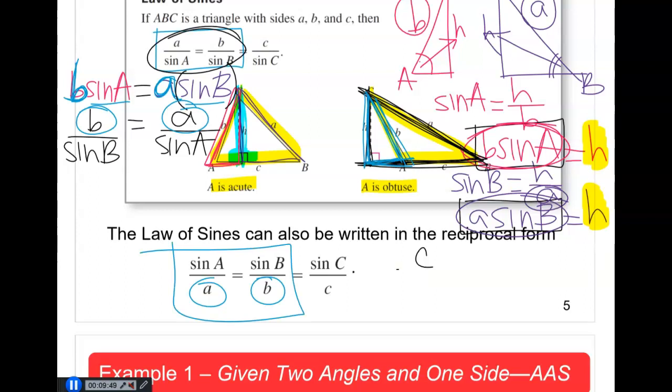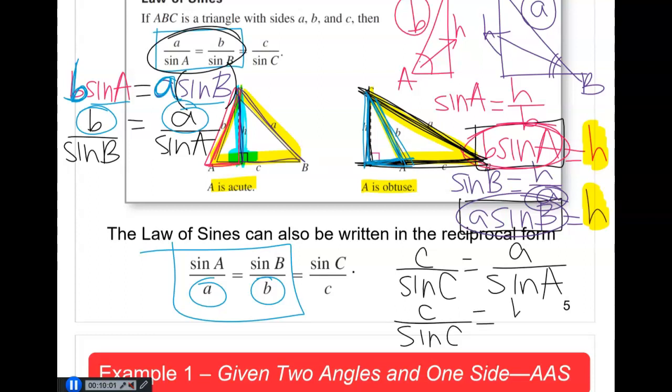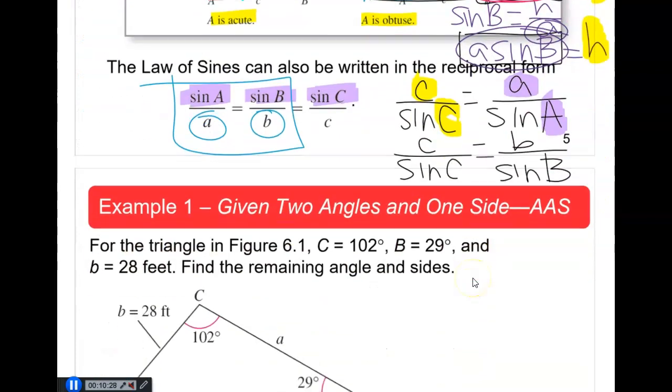So we could say c over sine C is equal to a over sine A, or we could say c over sine C is equal to b over sine B. So as long as you have the same letter for the side and for the angle, remember one is lowercase, one is uppercase, then you will be fine. But you cannot interchange or mix and match. So just stick to those, and remember you could have this trigonometric expression on the numerator as well, because you're just solving a proportion, so it doesn't really matter.